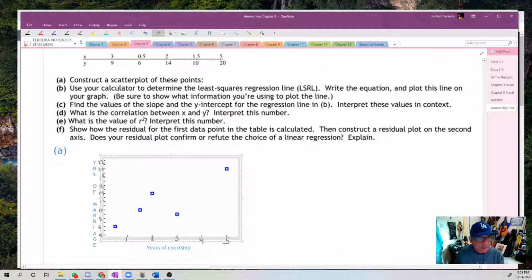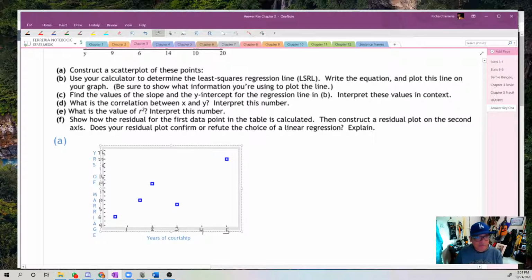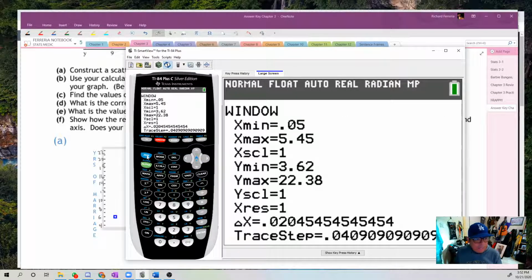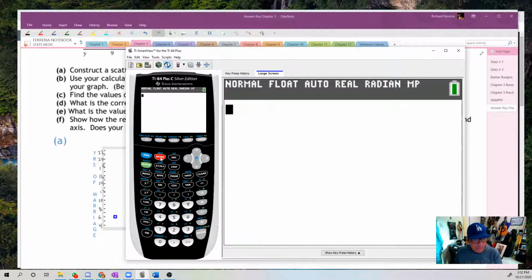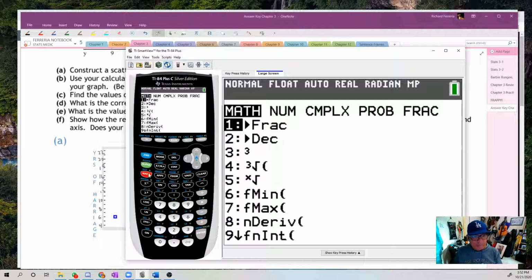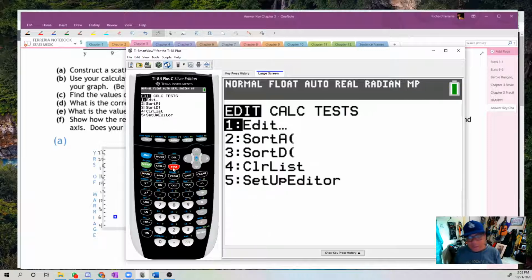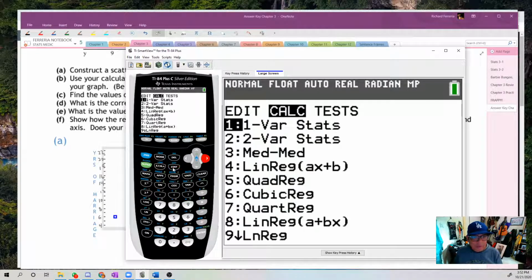Part B, use a calculator to determine the least squares regression line. Write that equation and plot this line on the graph. Be sure to show what information you're using to plot the graph. So let's grab our calculator again and figure out how to get the least squares regression line. And it is under math. It is not under math, my bad. It's under stat. Calculate, LinReg, number 8.